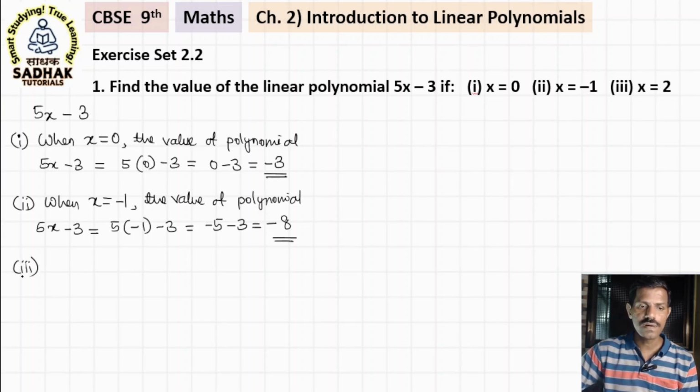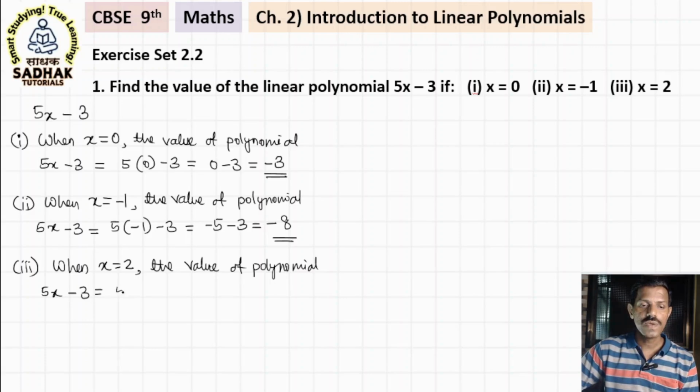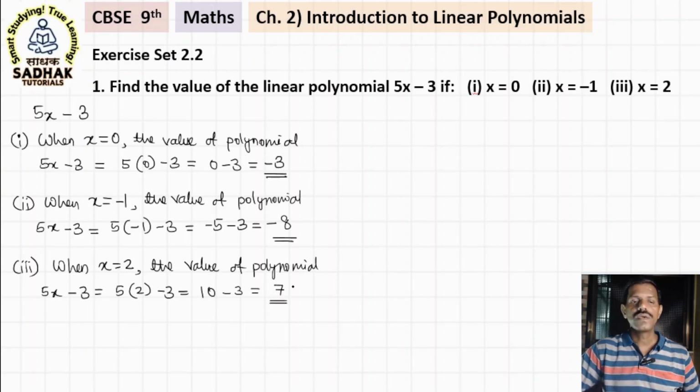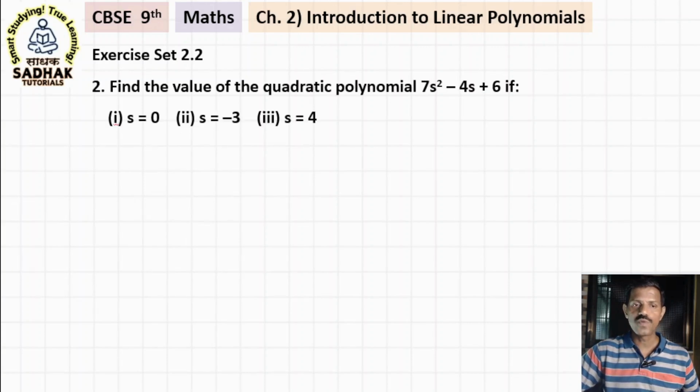And now let us take the third case. When x is equal to 2, the value of the polynomial 5x minus 3 will be 5 multiplied by 2 minus 3. So 5 multiplied by 2 will give us 10 minus 3. So 10 minus 3 will give us 7. So that is the value of this polynomial when x is equal to 2. Okay, pretty simple this, right? Chalo, now let us go to the next question in this exercise set 2.2.